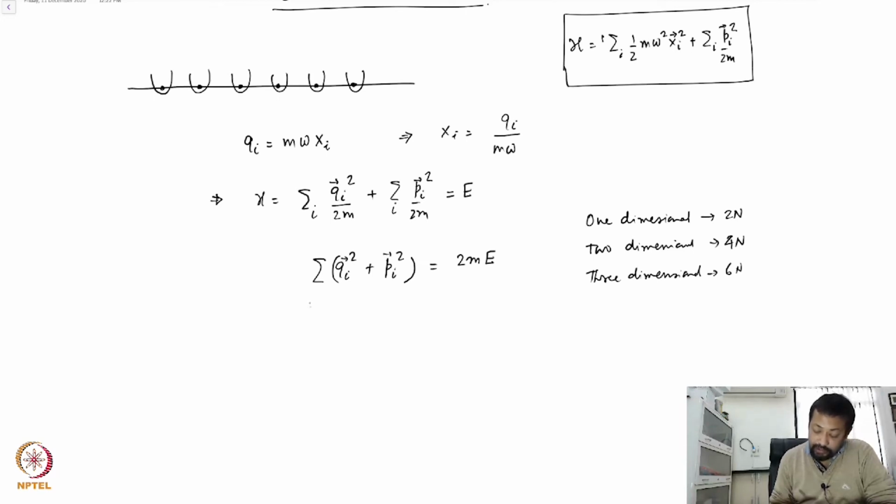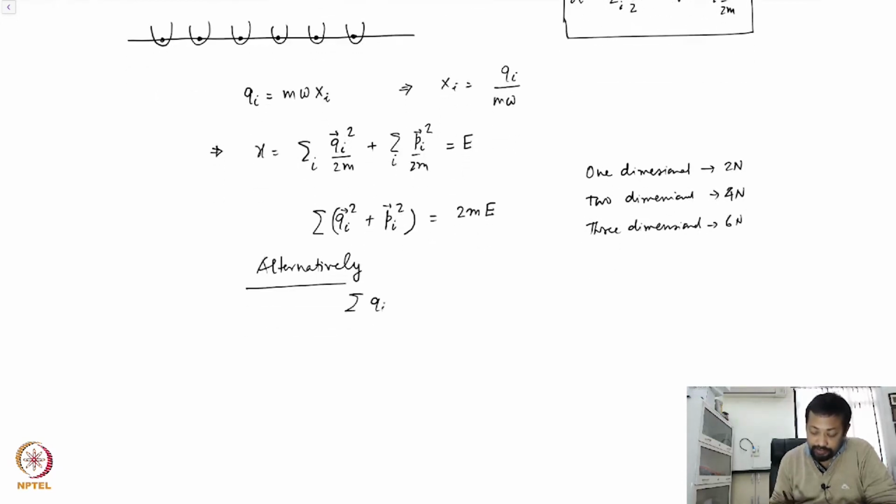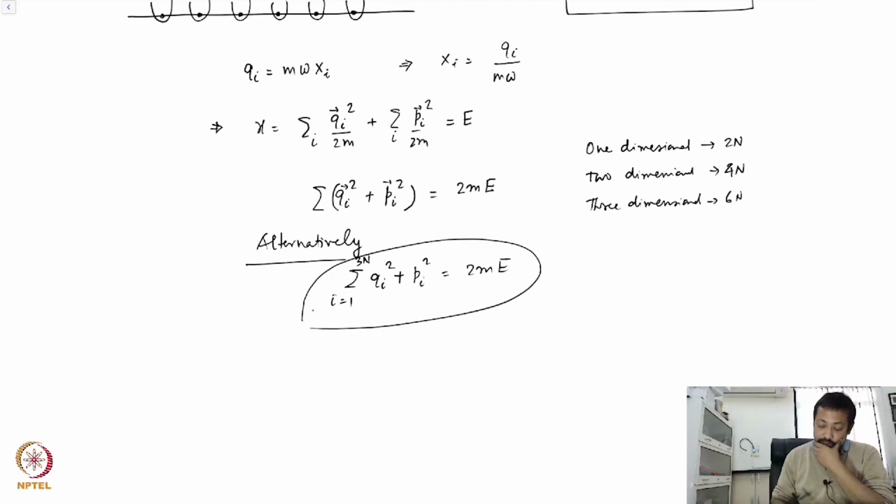Alternatively, you can say that i runs from 1 to 3N. Alternatively, if you want to avoid such confusions, you can simply say q_i squared plus p_i squared is equal to twice mE, where i is equal to 1 to 3N. That's all. Good. Now, you see, this is a sphere in the 6N dimensional phase space.